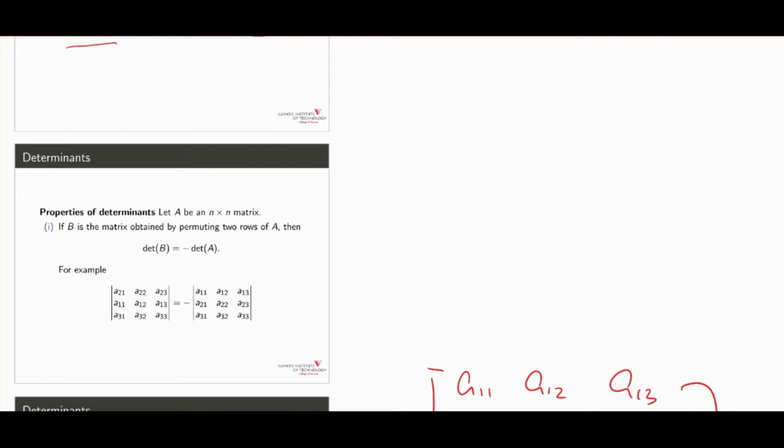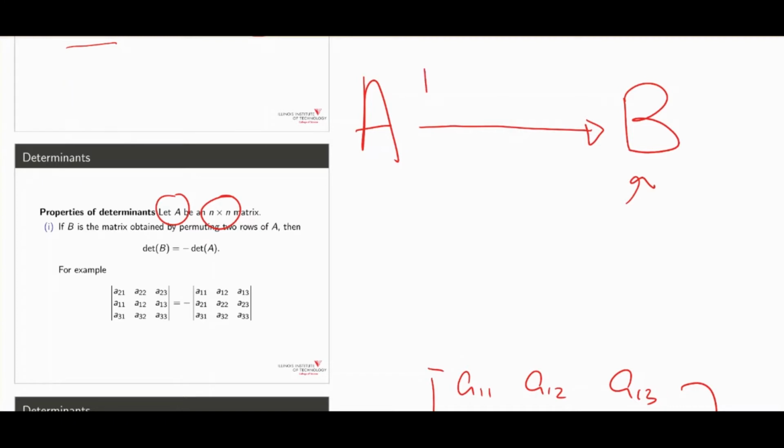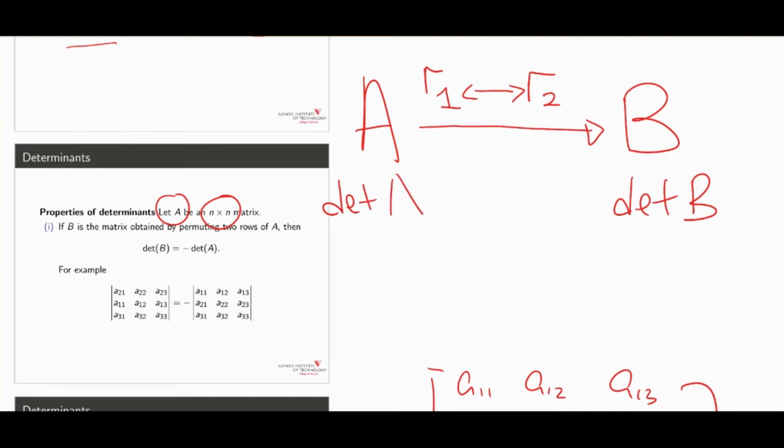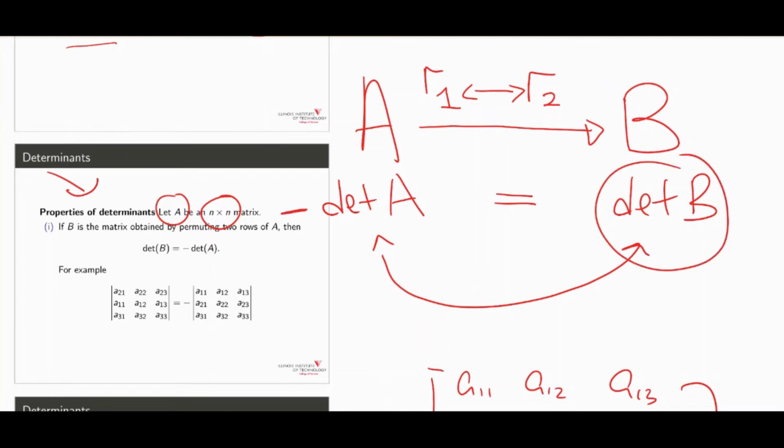Now this first property says that if you have a square matrix A, an n by n matrix, and you perform an elementary row operation to get to this matrix B, and the elementary row operation is, let's say, you interchange the first row and the second row of this matrix A. You compute the determinant of B and you compute the determinant of A. The question is, what is the relationship between the determinant of A and the determinant of B? This property says that they actually differ by a negative sign. So the determinant of B is the negative of the determinant of A.